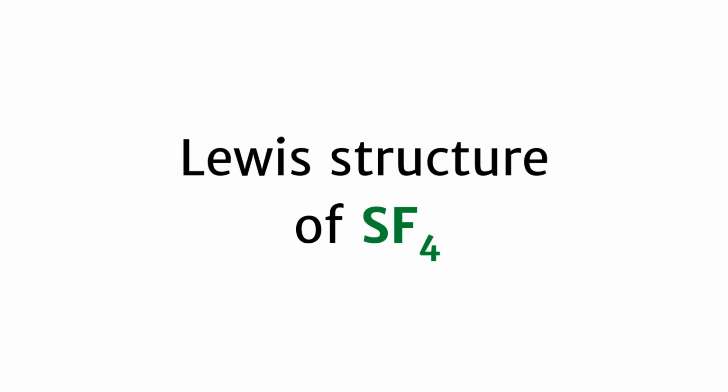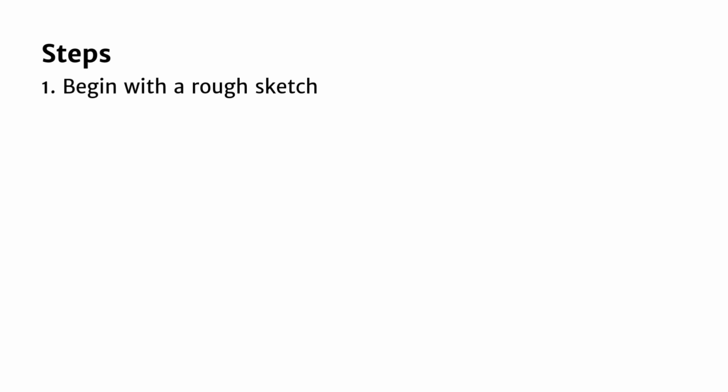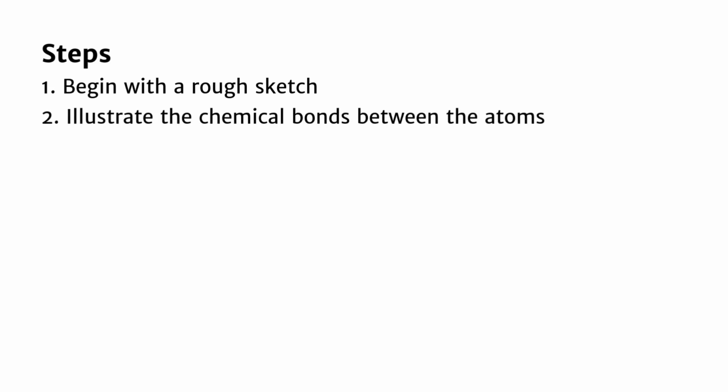Let's sketch the Lewis structure of SF4, also recognized as sulfur tetrafluoride. We can draw the Lewis structure of sulfur tetrafluoride using these simple steps. First, we'll sketch a rough diagram of the structure. Next, we'll depict the chemical bonds between the atoms.